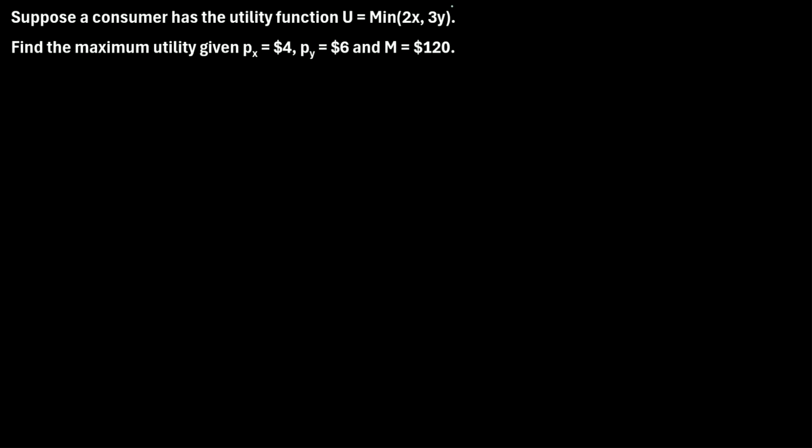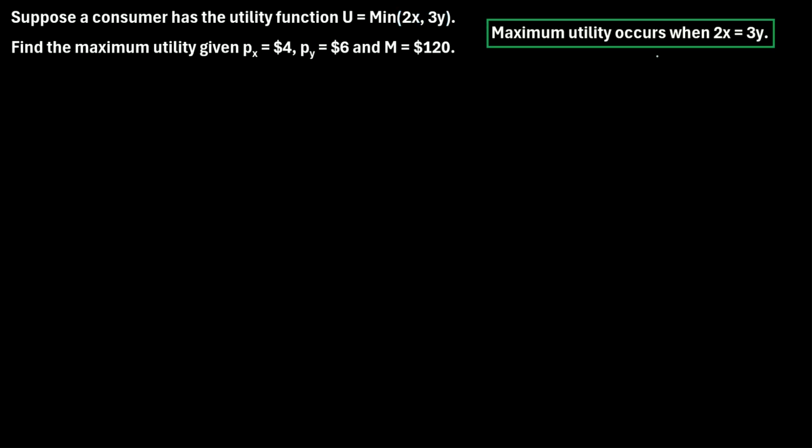So when we have a utility function in this format, the minimum of two quantities, this tells us that these two goods, x and y, are complementary goods. And what that means is that these two goods complement each other in such a way that you maximize your utility when you consume these two goods in a specific ratio. And in this case, we maximize our utility when these two values are equal to each other. So when 2x is equal to 3y. So let's write that down. The maximum utility occurs when 2x is equal to 3y.